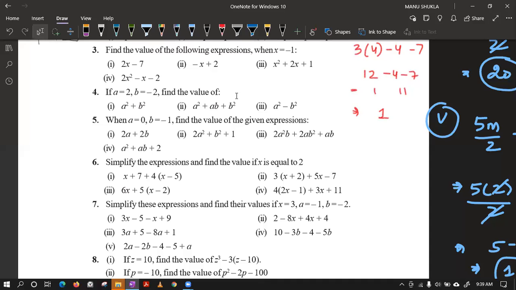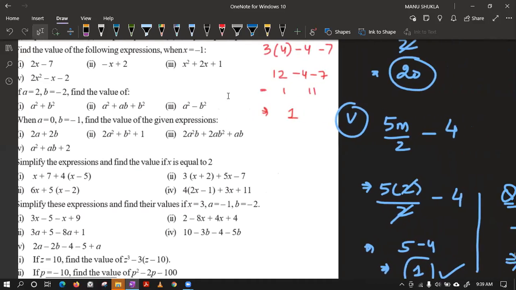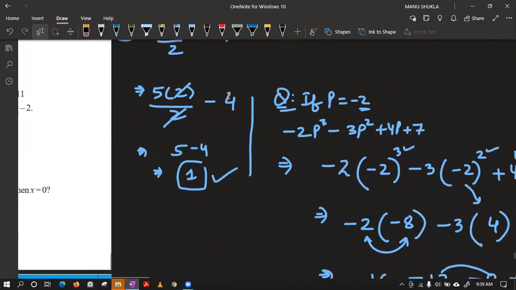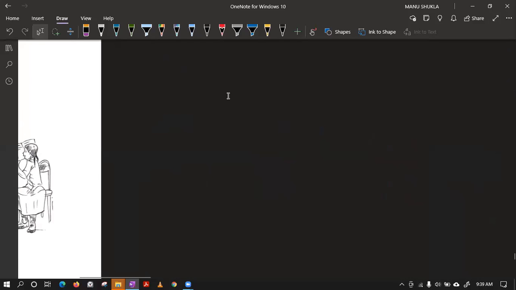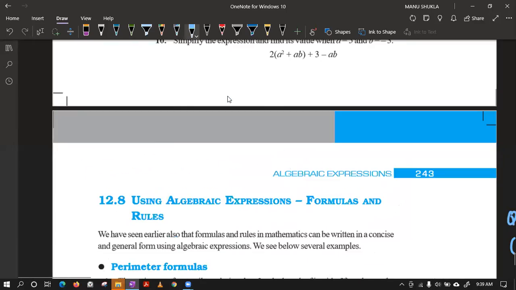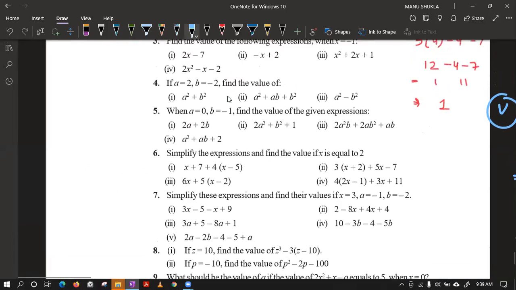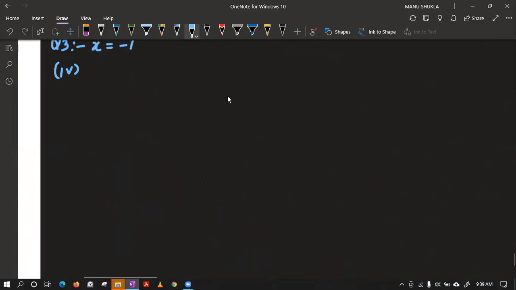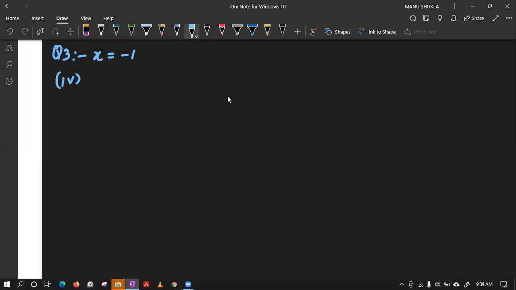Okay. Let's take the third part. They are saying find the value of the expression when x equal to minus 1. So question number 3. X equal to minus 1 is given to you. We have to go for the fourth part. And the fourth part is 2x square minus x minus 2.